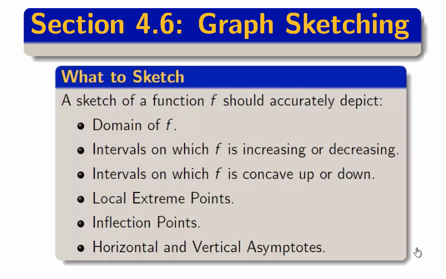In this section, we bring together the techniques of sections 4.2, 4.3, 4.4, and 4.5 to sketch the graph of a function. When we set out to sketch a graph of a function, there is a short list of topics which should be accurately depicted in the sketch. The domain of the function, intervals on which f is increasing or decreasing, concave up or concave down, local maximum and minimum points, inflection points, and any horizontal and vertical asymptotes.